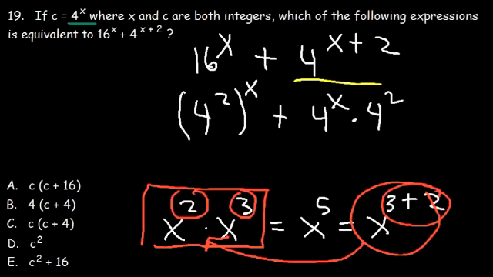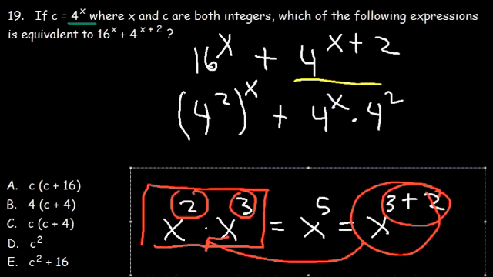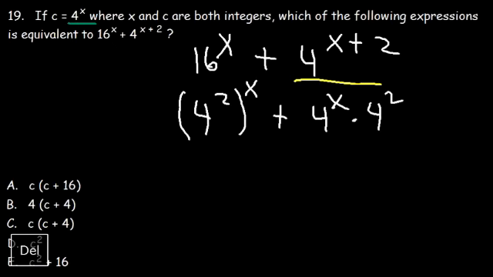So 4 raised to the x plus 2 is the same as 4 to the x times 4 squared. We can add x and 2 to get x plus 2 if we go backwards. So you need to understand that property of exponents in order to go from this step to this step that we have here.